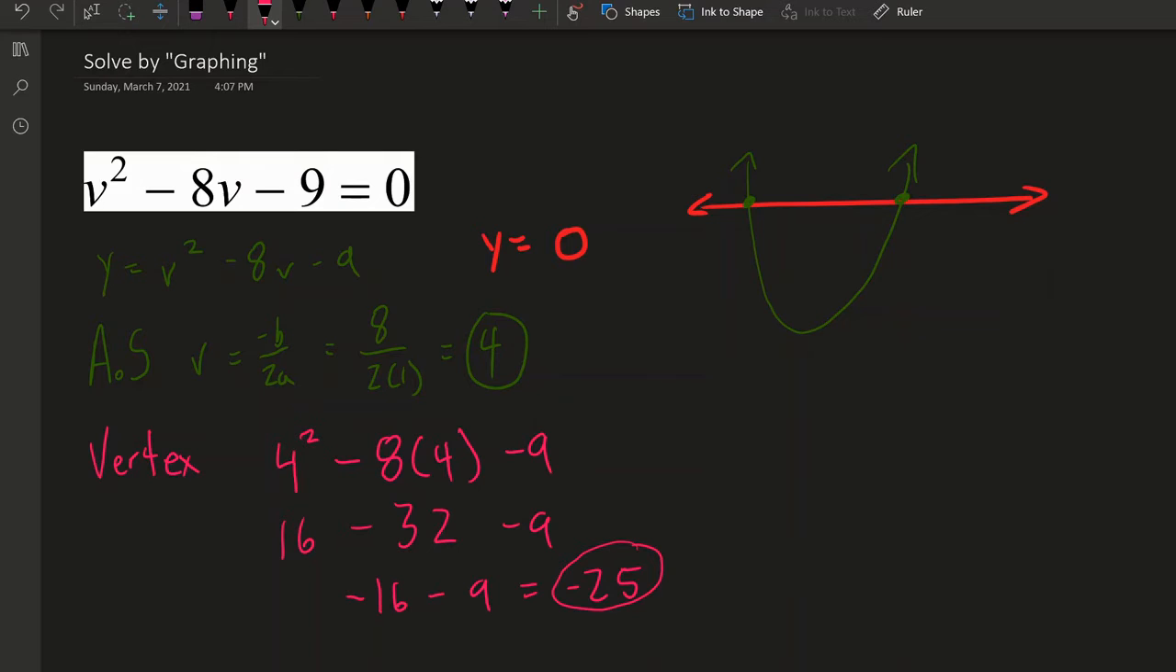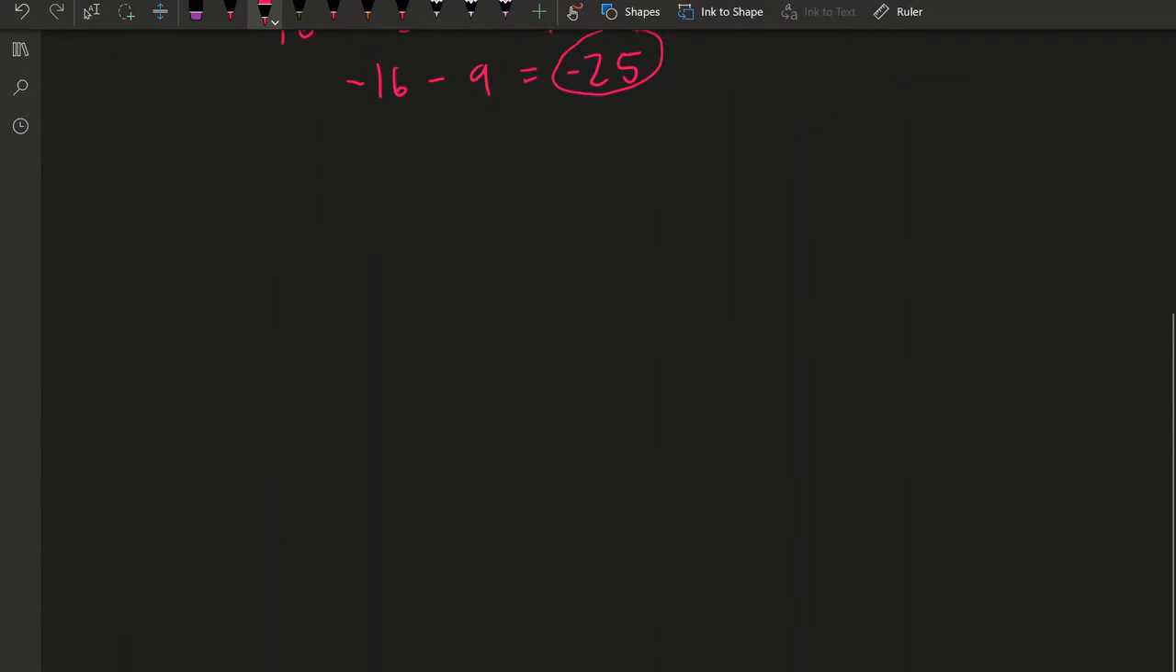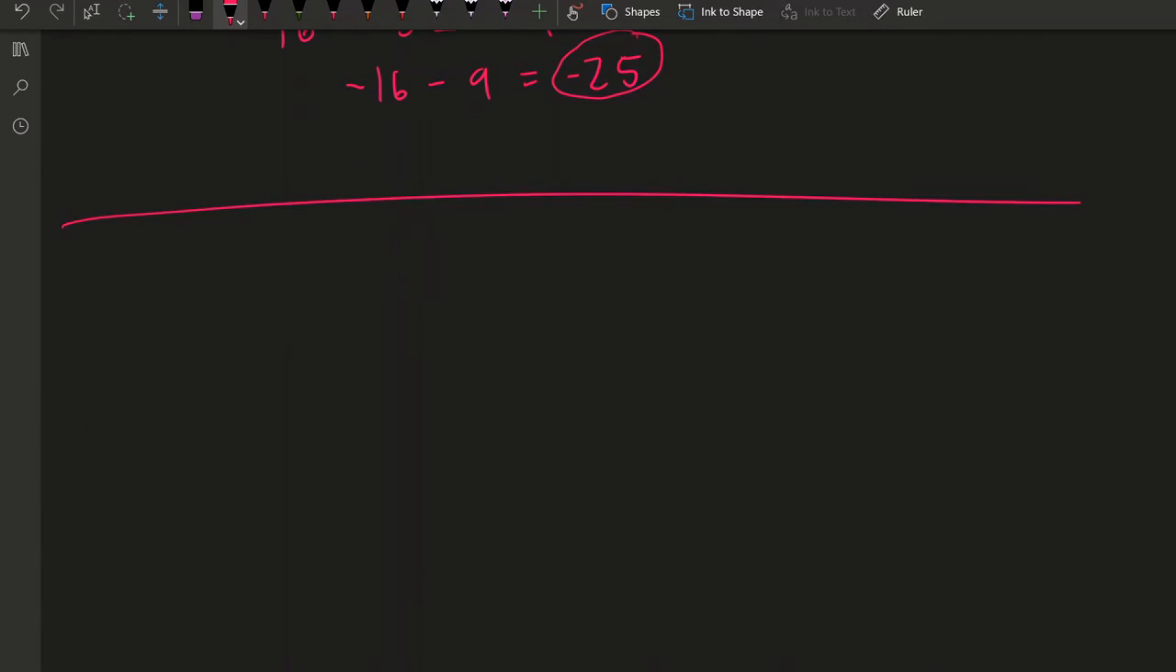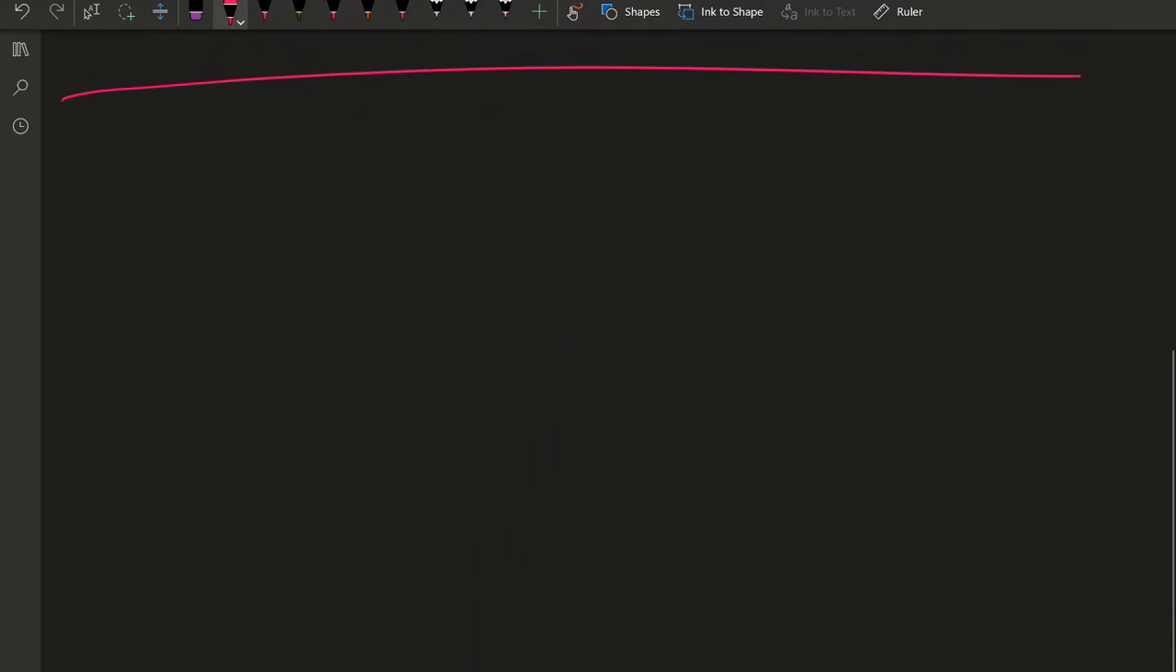So what I want to do here is abstract this idea and see if I can come up with a general way of solving this without having to count all those spaces. So here's what I want to do. We're going to come back to that in just a second. I want to talk about the behavior of the parent graph.